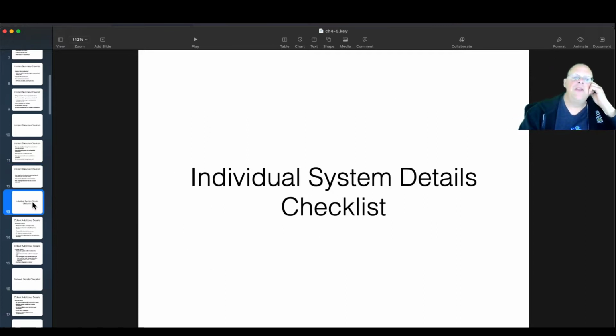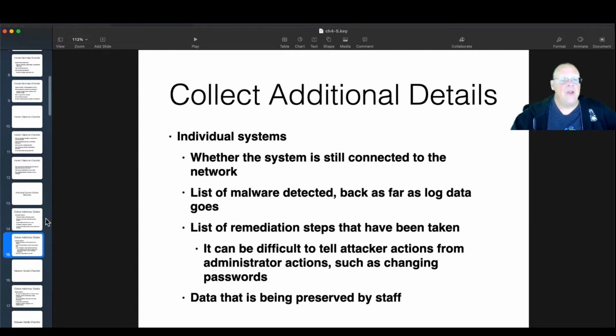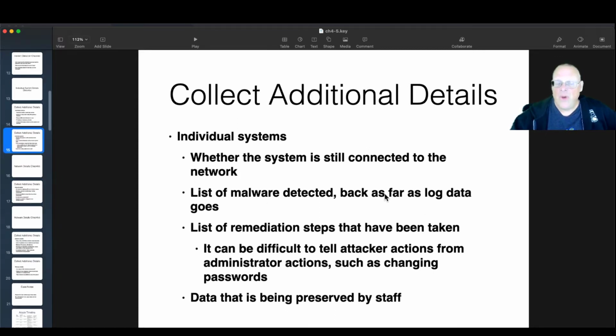And then for your individual systems, you have to define the physical location and tag numbers, make and model, operating system, the people involved, all the network information, and what's stored on this system and what backups are stored. Those are all really important things to know. And again, whether it's still connected to the network, malware, including past malware that maybe wasn't really cleaned off, what has been done to this that might have changed things, like attempts to fix it, and what data has been preserved from it.